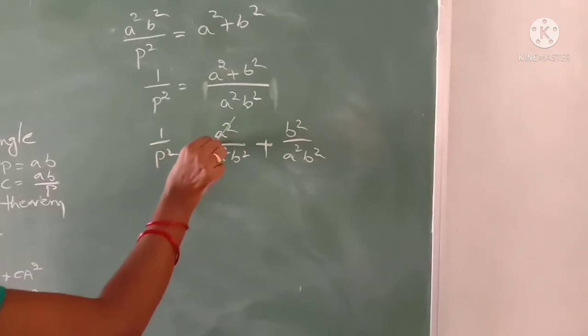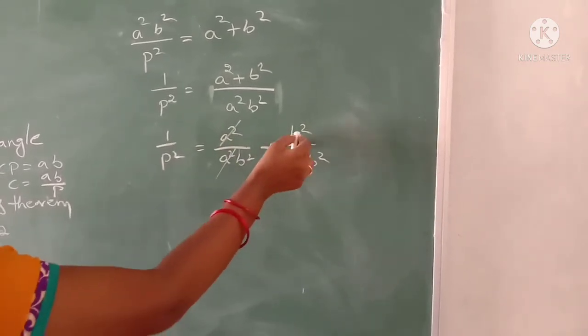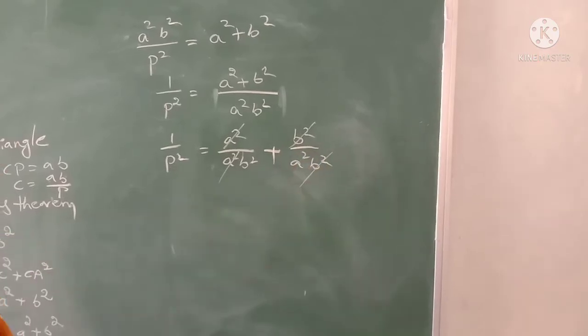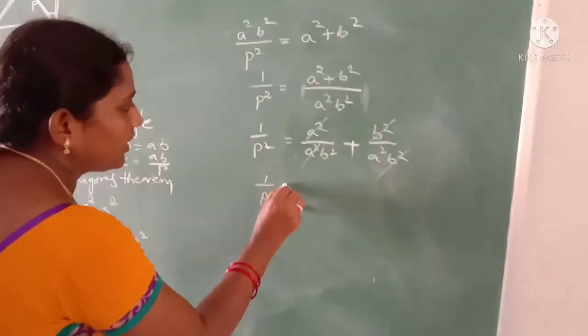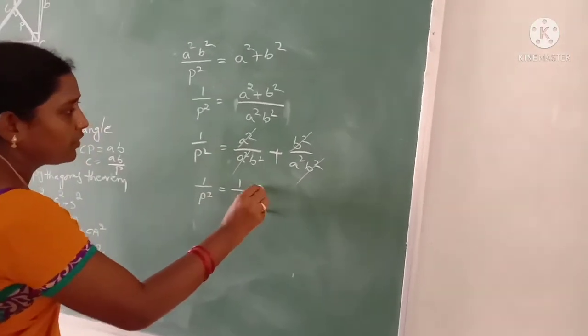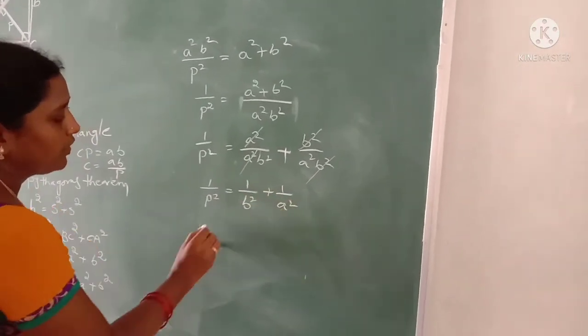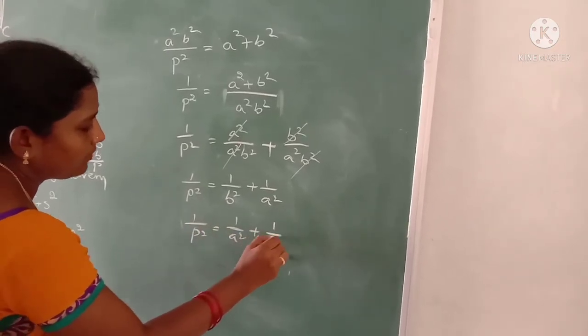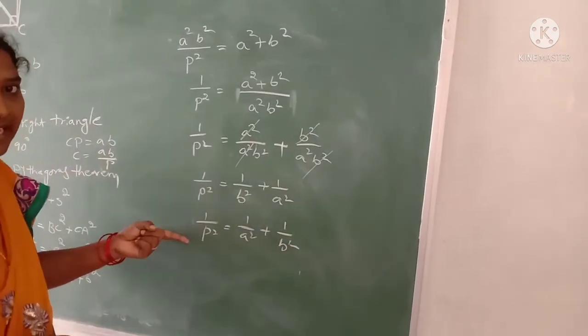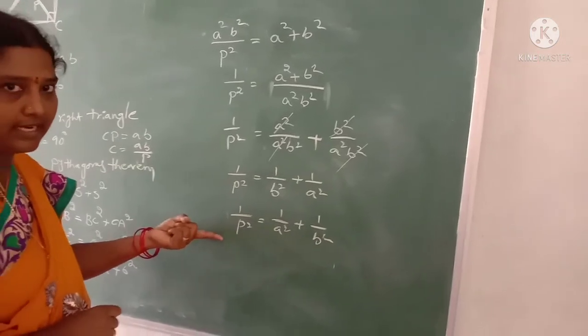So numerator A square, denominator A square, and numerator B square, denominator B square are cancelled. So the remaining values: 1 by P square equals 1 by B square plus 1 by A square. This is the second condition. So we proved the second condition.